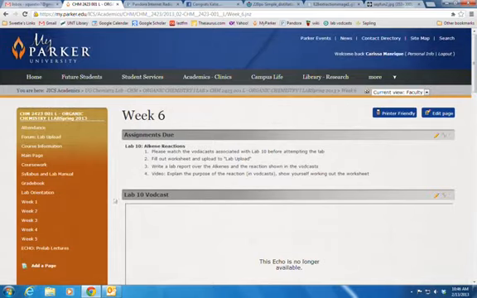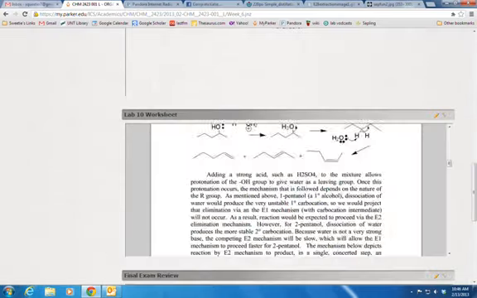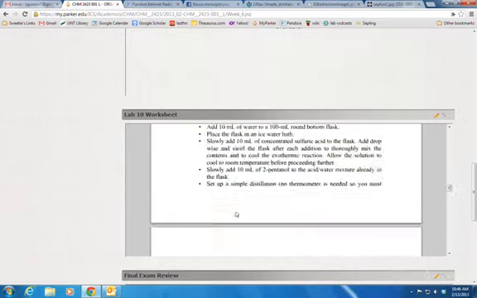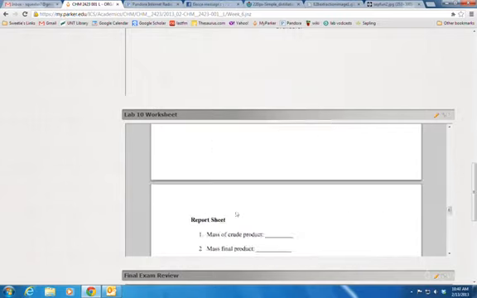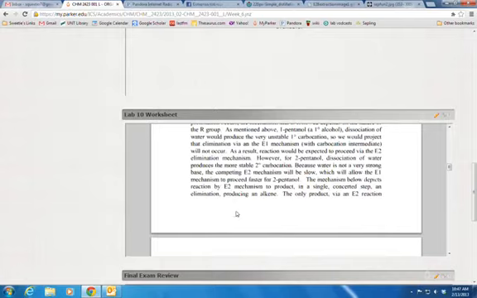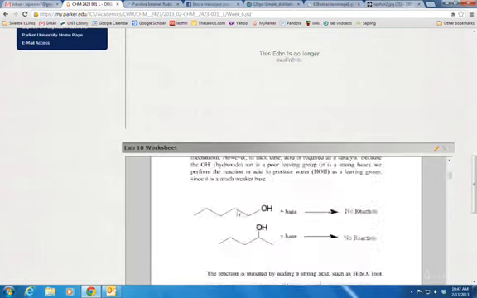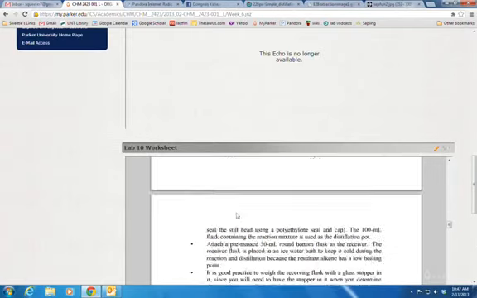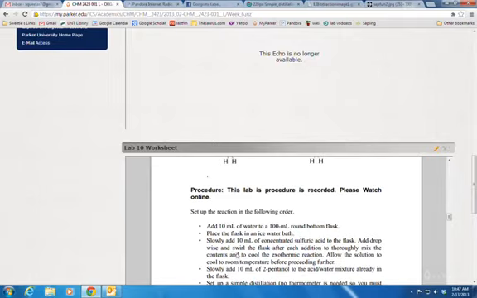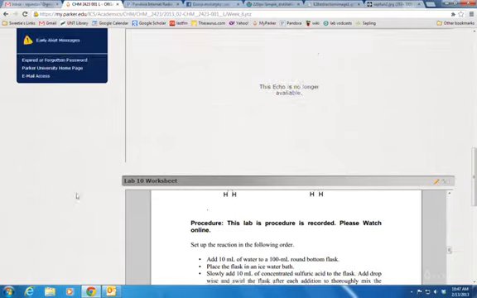For the materials, just the materials should already be listed on here. Let's see, or the procedures. So just list the procedures right here. You could just list those. You can copy and paste those. I don't care.